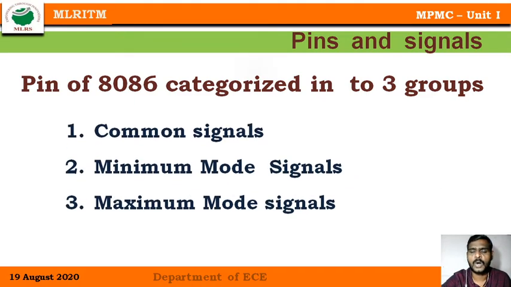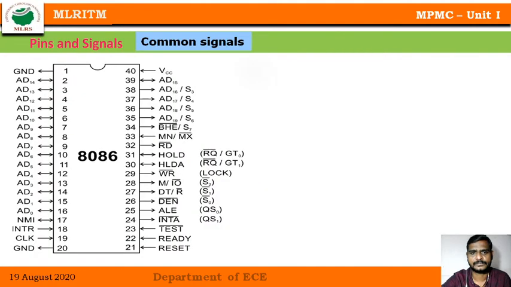Based on that, our 8086 is categorized into three groups. One is the common signals, which are the pins that are common to both the minimum mode and the maximum mode. The second is the minimum mode signals, and the third is the maximum mode signals. Let us go into the details of these pin configurations of 8086.